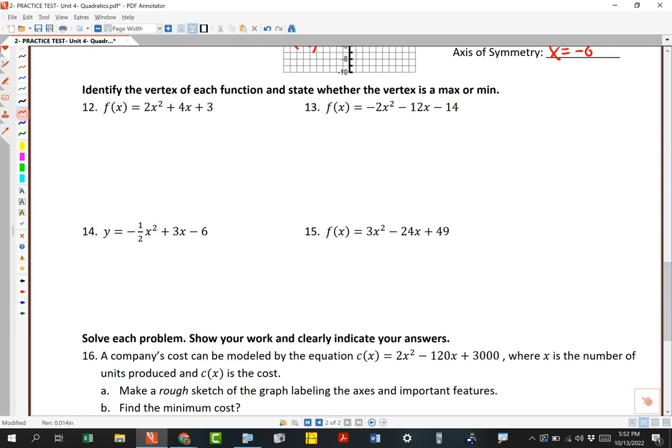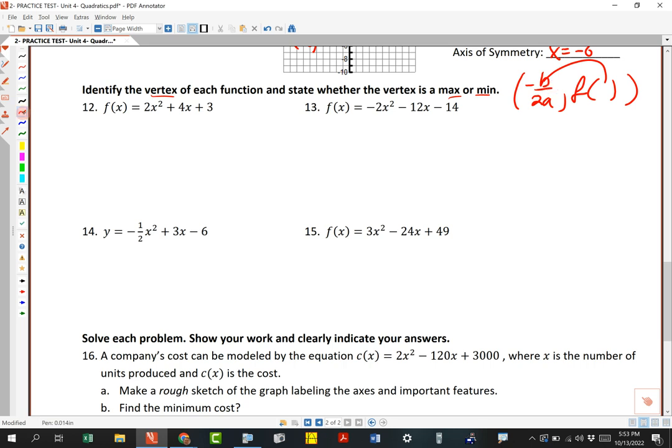Okay, so this one says, identify the vertex of each function and state whether the vertex is a max or a min. So we just need to identify the vertex. We don't need to graph it or anything. We just need to say whether or not we've got a max or a min. So on this one, we're going to use that little formula, and that formula was this: opposite of b divided by 2a. And then we take this and we plug it into the function. Once everything's determined by the x coordinate here, everything's driven by that.